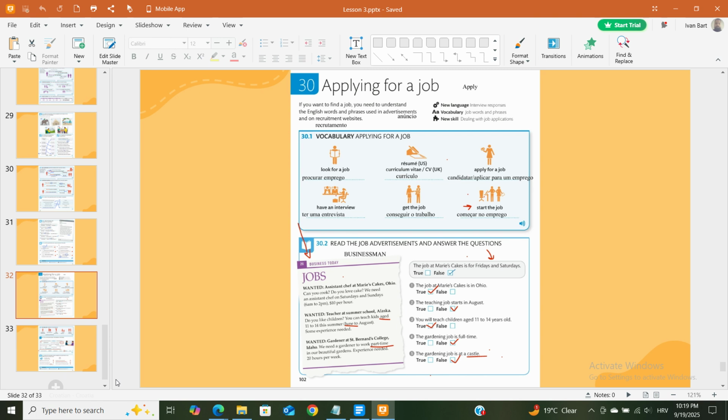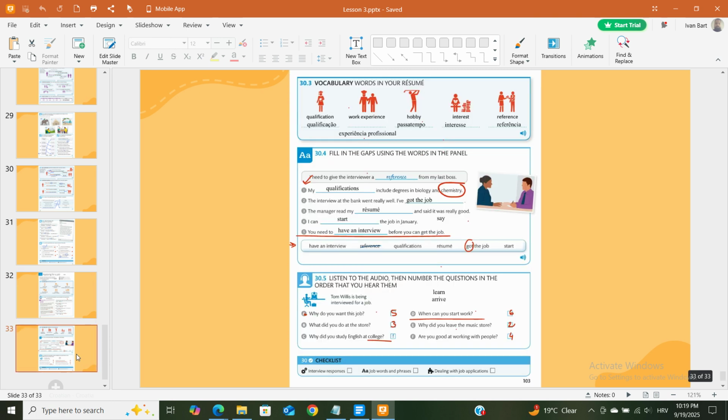The job at Marie's Cakes is for Fridays and Saturdays. True or false? The job at Marie's Cakes is in Ohio. True or false? The teaching job starts in August. True or false? You will teach children aged 11 to 14 years old. True or false? The gardening job is full-time. True or false? The gardening job is at a castle. True or false?